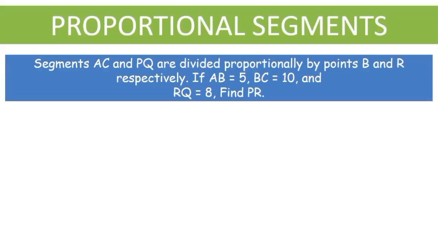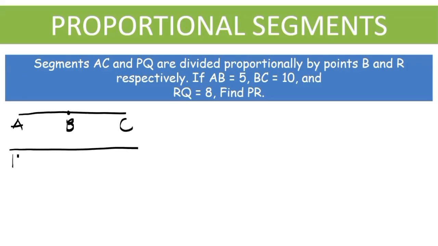We have here segments AC and PQ are divided proportionally by points B and R respectively. If AB is 10, BC is 10, and RQ is 8, find PR. In order for you to solve this problem, you need to construct the figure first. So it says here that we have AC divided proportionally by point B and PQ divided proportionally by R. It says here that AB is 5 and BC is 10.